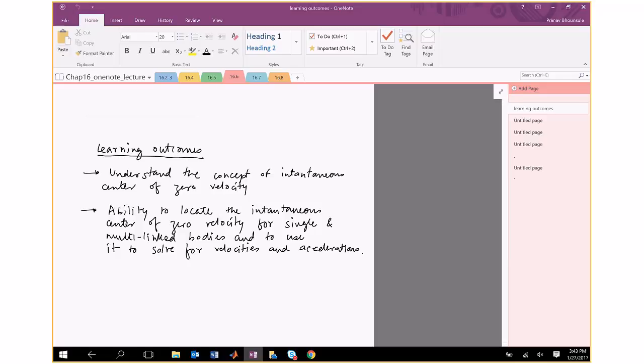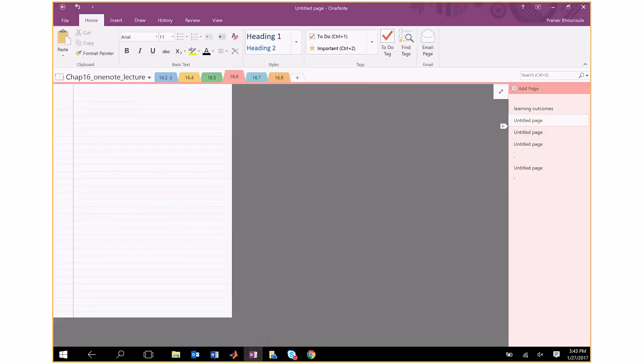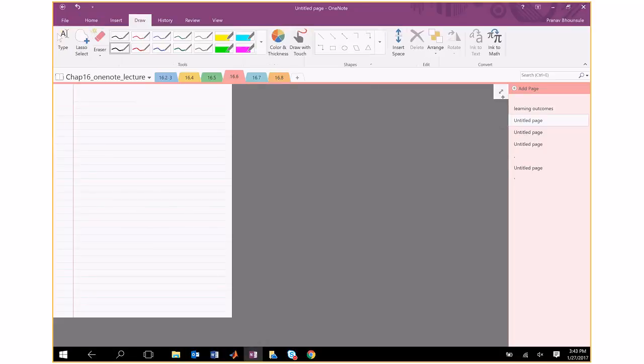The learning outcomes for this class are being able to understand the concept of instantaneous center of zero velocity, and then to use that concept in order to solve for the angular velocities and linear velocities of points on a rigid body. Okay. So I'll first introduce the concept with a simple example.